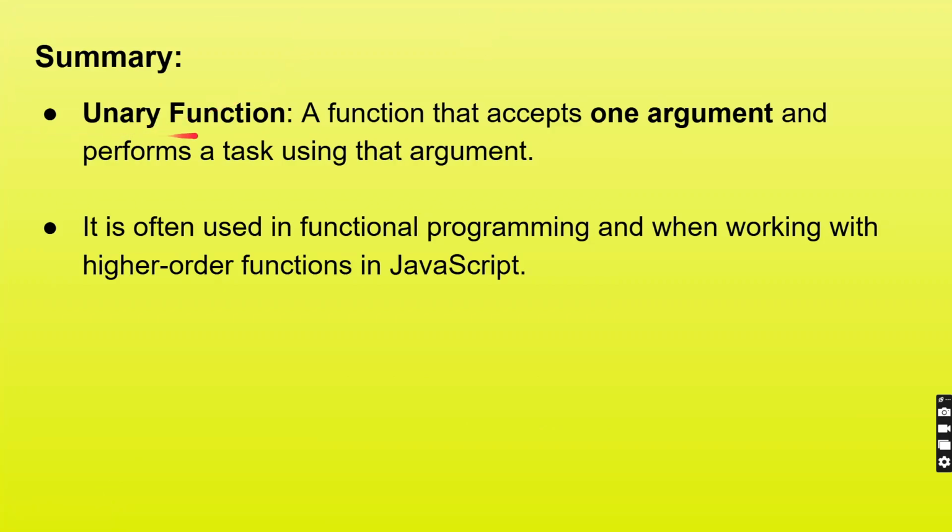Summary. A unary function is a function that accepts one argument and performs a task using that argument. It is often used in functional programming and when working with higher-order functions in JavaScript.